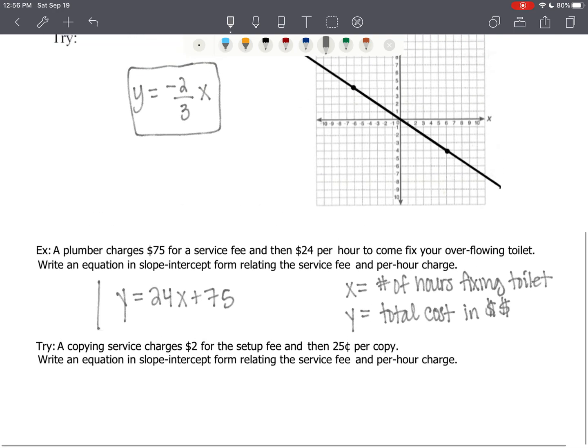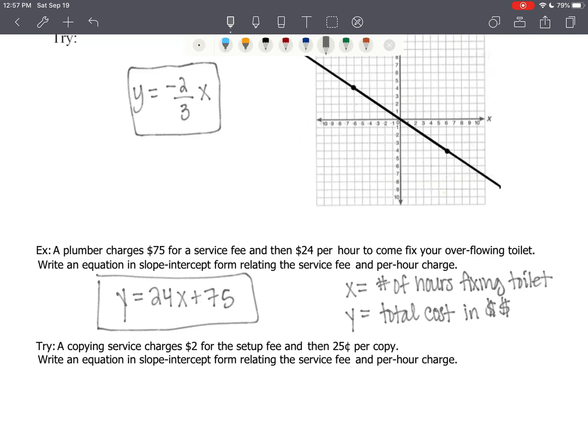Okay, the next one, a copying service charges $2 for the setup fee and then 25 cents per copy. Write an equation in slope-intercept form relating these two quantities. So we're going to have y equals 25x plus 2. I'm sorry, 0.25x. And oh boy, I like to put a 0 in front of that. 0.25x plus 2. If it's all going to be in dollars, we can't mix dollars and cents without decimals.